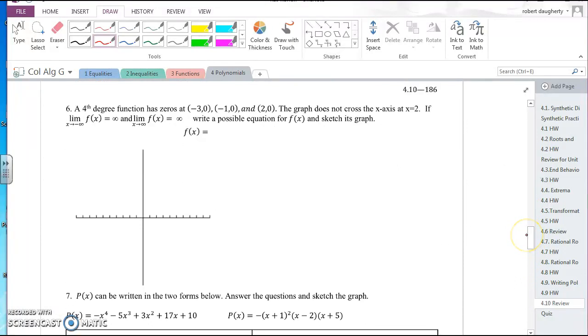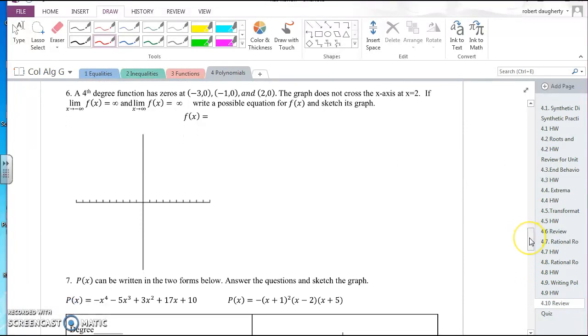So number 6, find a fourth-degree polynomial that has zeros at -3, -1, and 2. The graph does not cross the axis at x equal 2. Okay, so what I know immediately, if I have -3, -1, 2, I know I'm crossing the axis at -3. -1, I'm crossing the axis there. And then I'm told at 2, I do not cross the axis, okay?